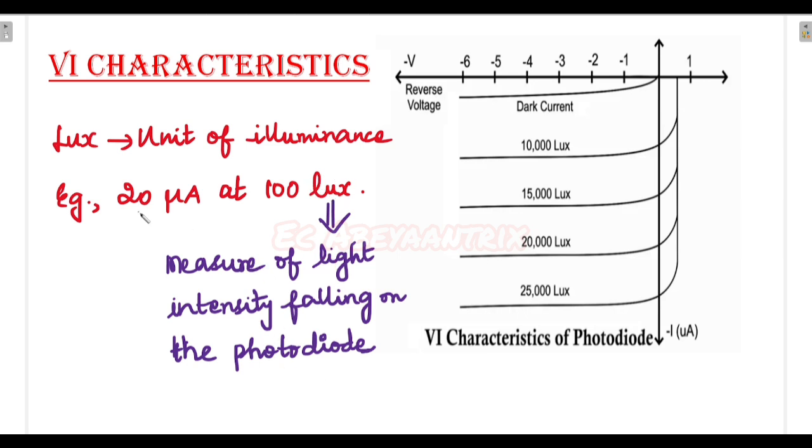For example, if we say that 20 microampere is generated at 100 lux, that is, at 100 lux, a light intensity measure, 20 microampere photocurrent is generated. By that parameter, we can say that this is a normal photodiode. If I need a better photodiode, we need to check the specification of the photodiode. So that's the main concept in the VI characteristics. Keep this point in mind as the main logic.